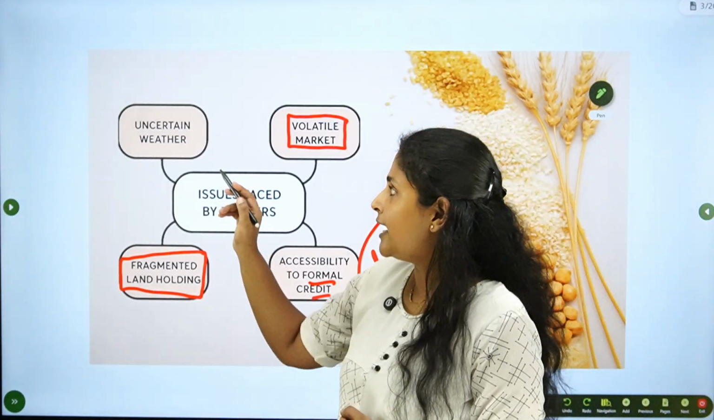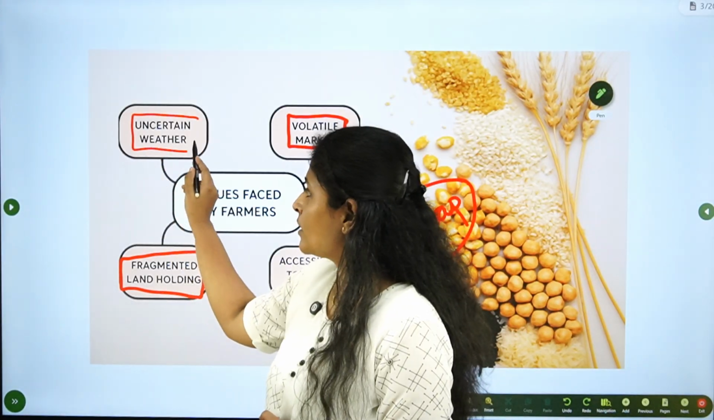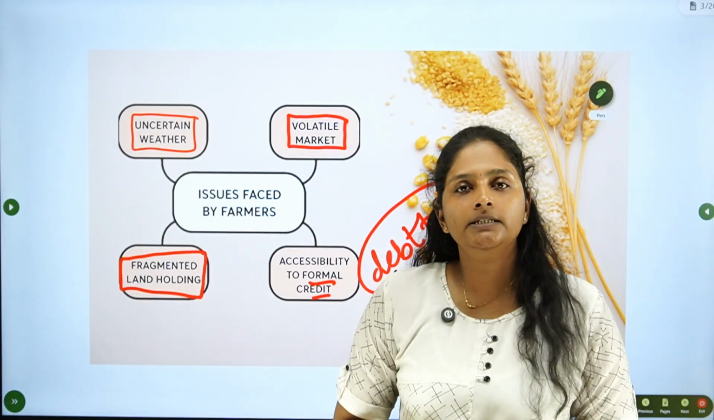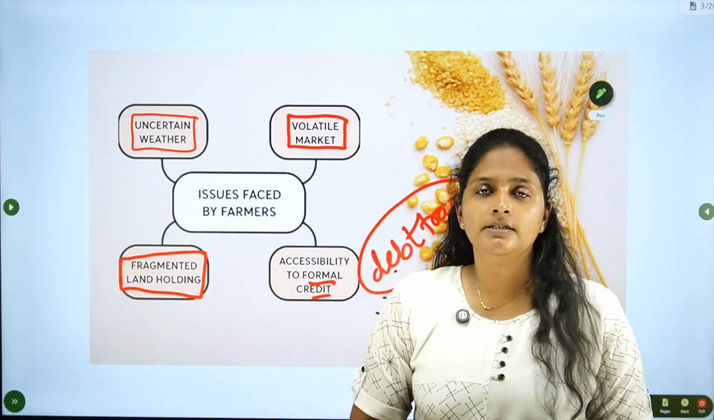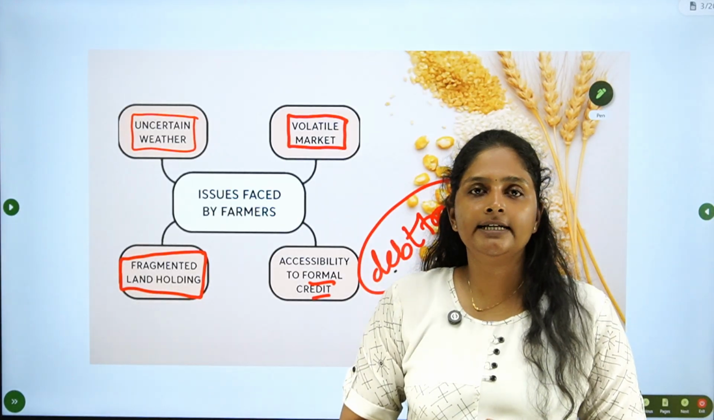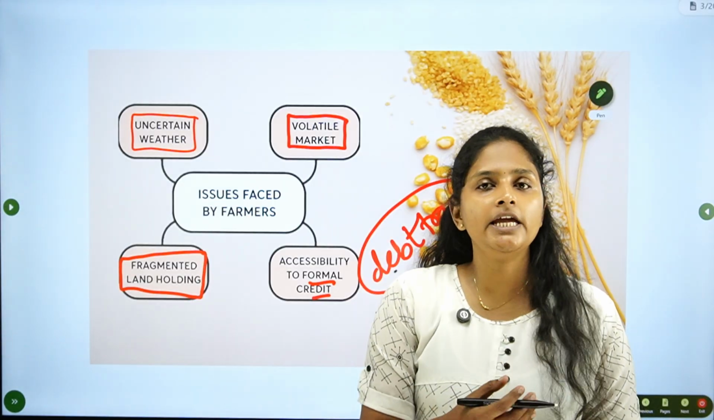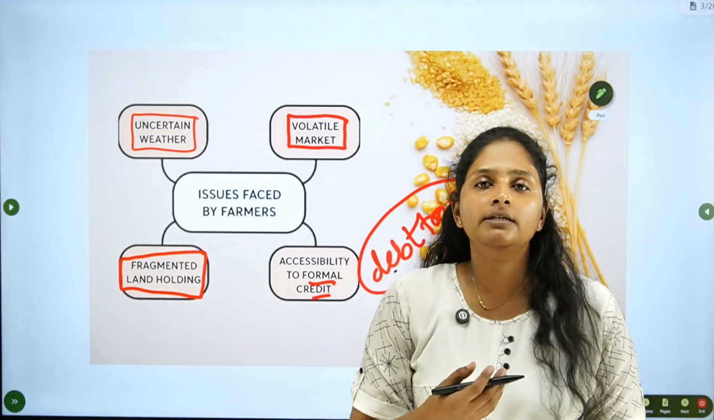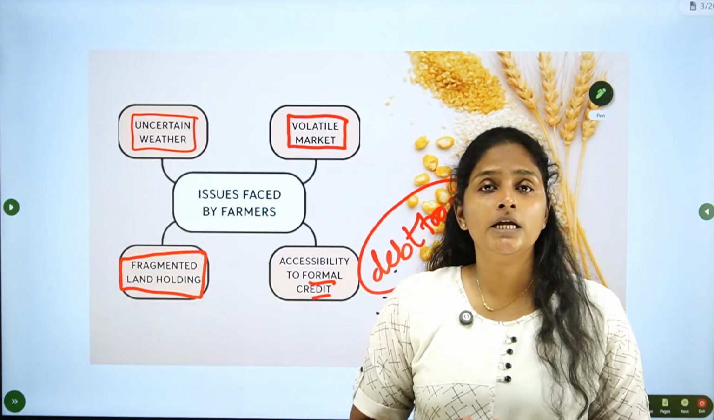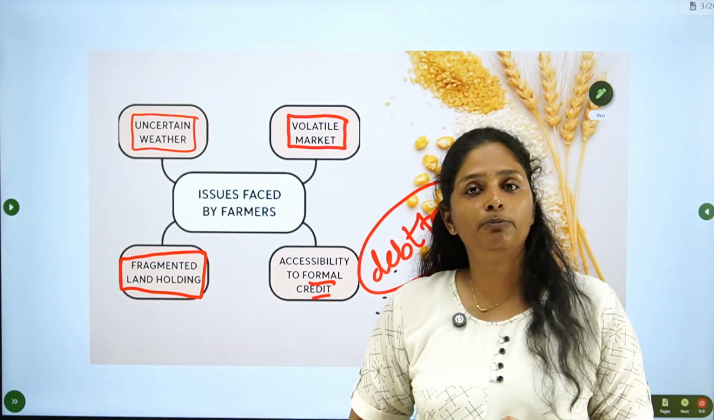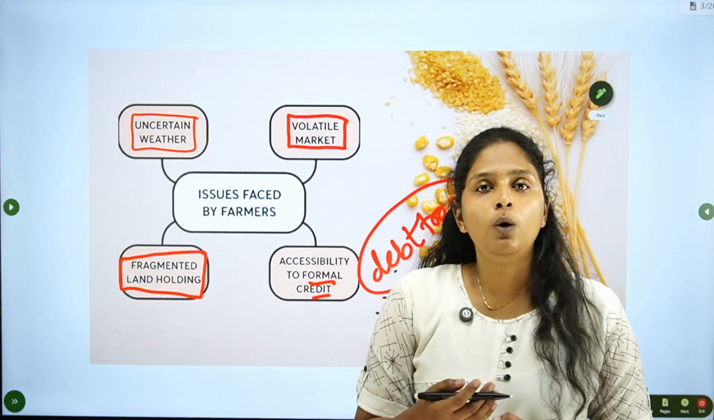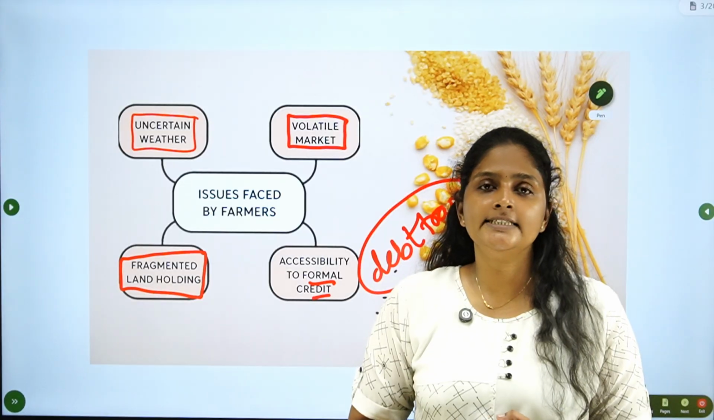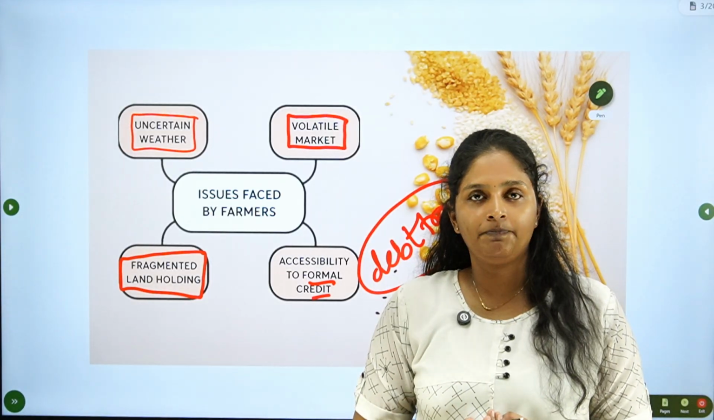The next thing is uncertain weather. Due to climate change and some other factors, climate uncertainty has become one of the key issues faced by agriculture. Some years the rainfall is pretty high, some years it goes as low as possible. So this drought and flood is affecting our agricultural system.